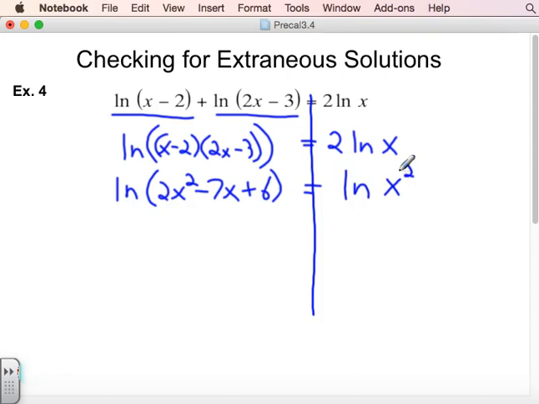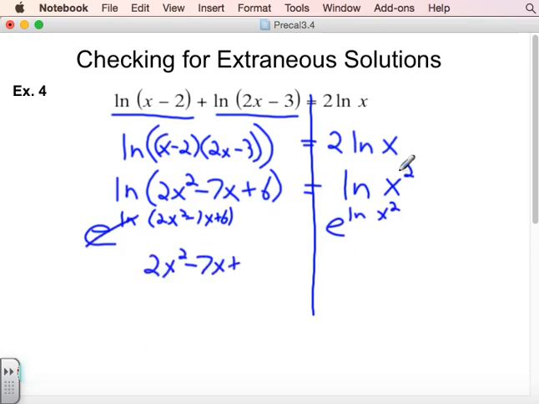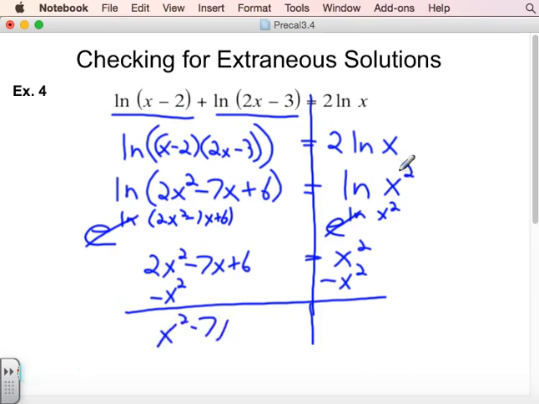Now we can get rid of our logarithms because we've got a natural log on each side by itself. We raise e to the natural log of 2x squared minus 7x plus 6, and e to the natural log of x squared. The e and natural log cancel, so we have 2x squared minus 7x plus 6, and on the right we have x squared. Now it's just a quadratic equation. We subtract x squared from both sides, so we get 1x squared minus 7x plus 6 equals 0.